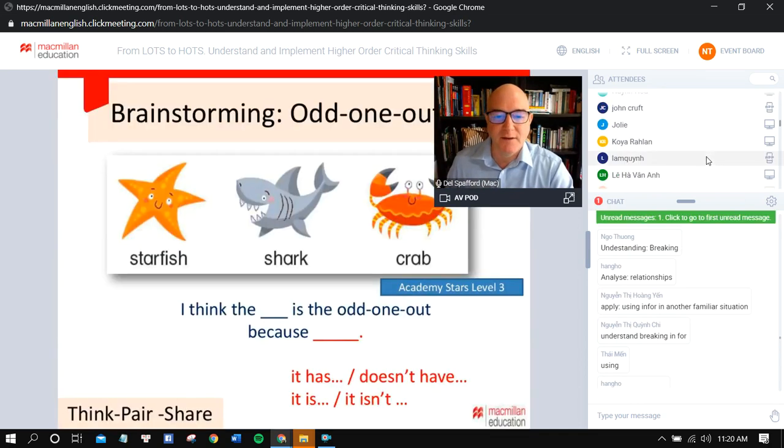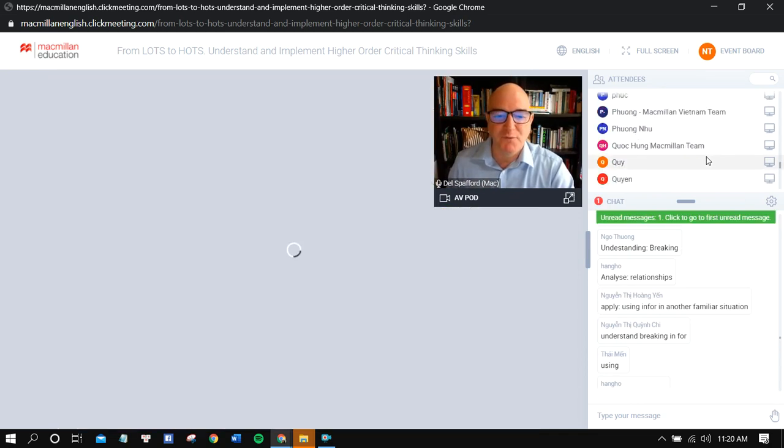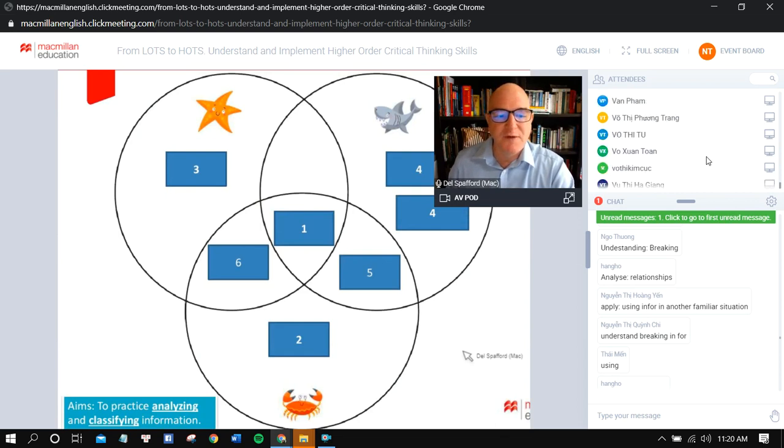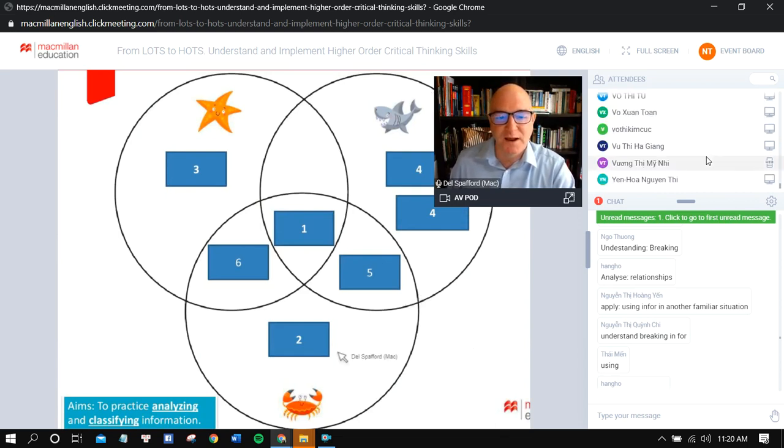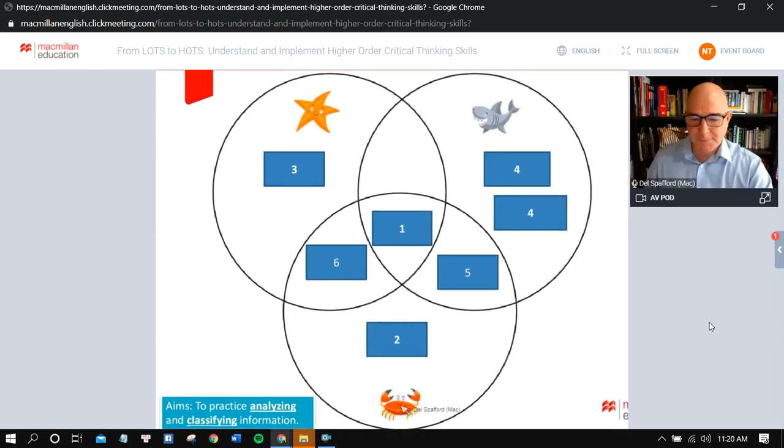Here we have, we'll move on, but here we have a Venn diagram. So we have 3 different animals now. We've got a starfish, a shark, and a crab. And what we're looking at now is classifying. So we're analyzing and classifying and saying why things are the same and why they are different. All right. So number one, what do you think is the same for all of the animals? Excellent work. Yeah, they live in the water.